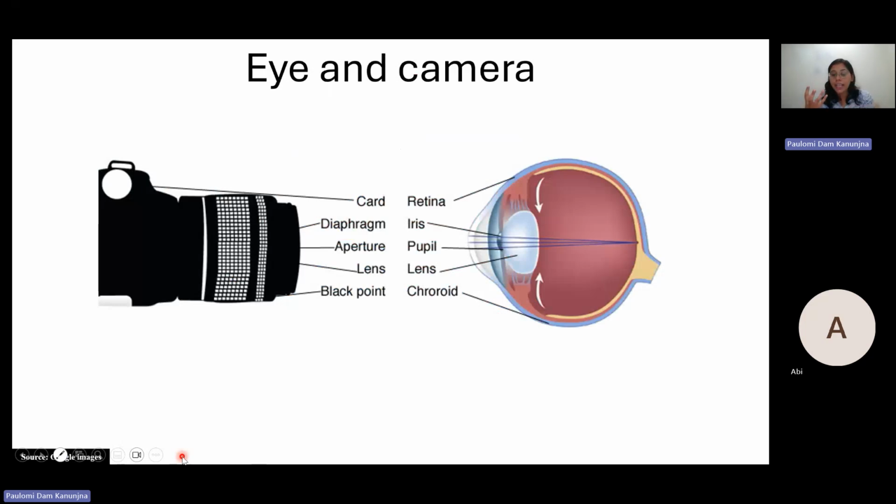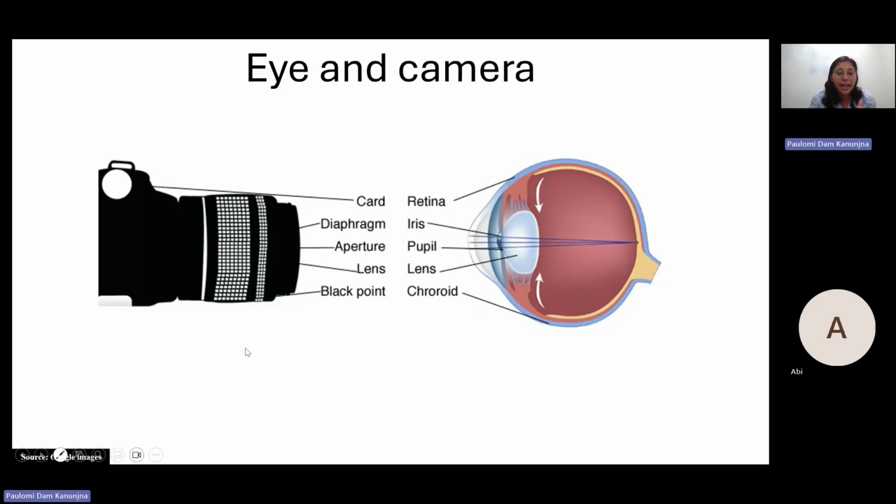Now I will tell you how you can remember it with a common device that we use every day. The eye is doing the same function that a camera does for you in day-to-day life. We use a camera for clicking photographs, and the eye is basically doing the same. Now, how can you remember what the eye does and how it is synonymous to a camera? Let's put some of the parts of the camera and parts of the eye in front of each other.